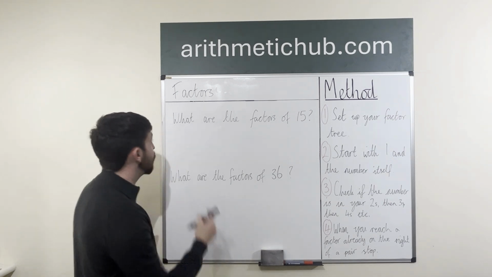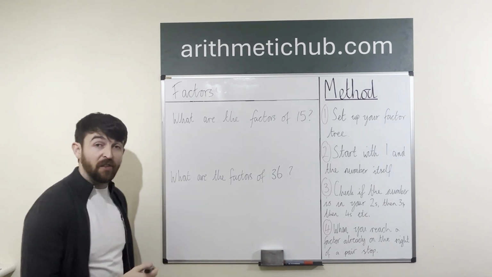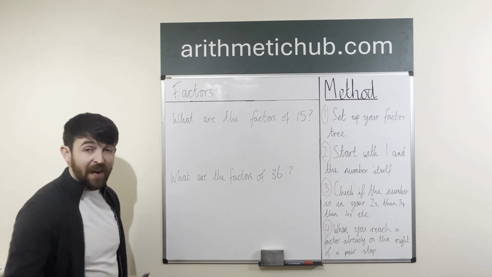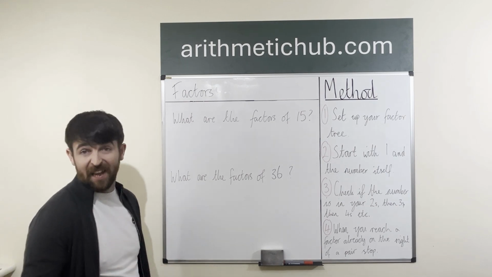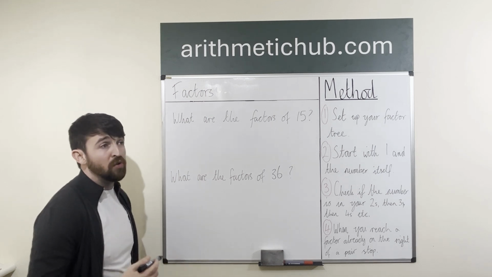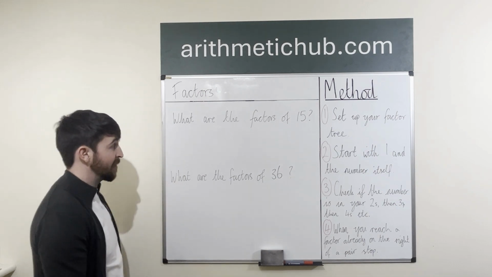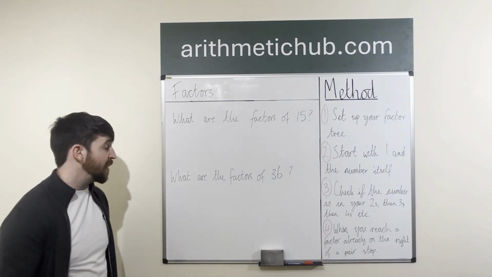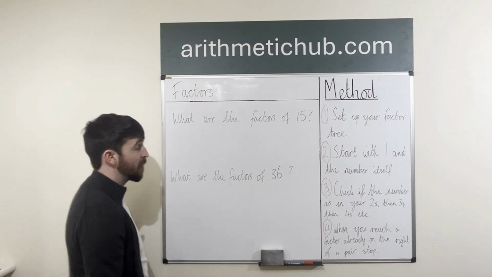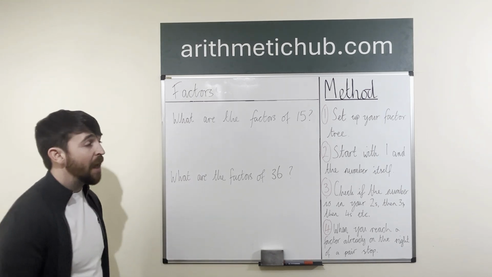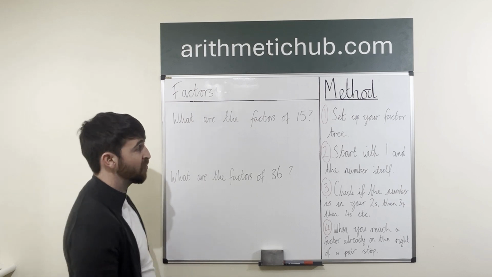Hi everyone, so today we're having a look at factors and the method we would use to be able to find factors. Now factors often come in pairs because factors are two numbers that multiply together to make another number basically, okay? So what are the factors of 15? What are the factors of 36? We're going to start off by having a little look at the method and then we're going to see how we would answer a question that looks like this.